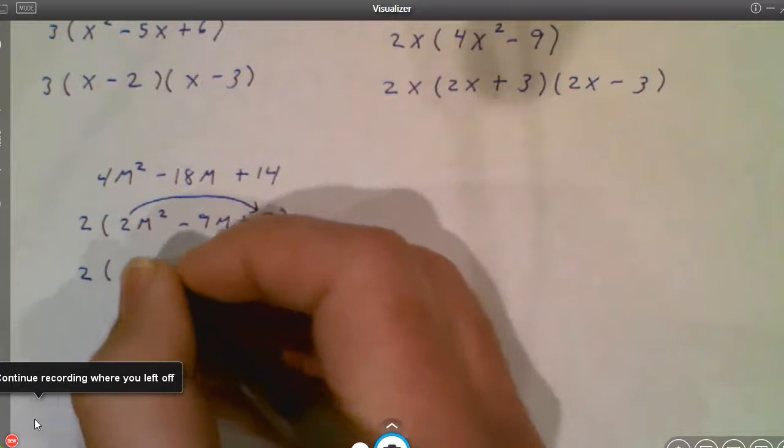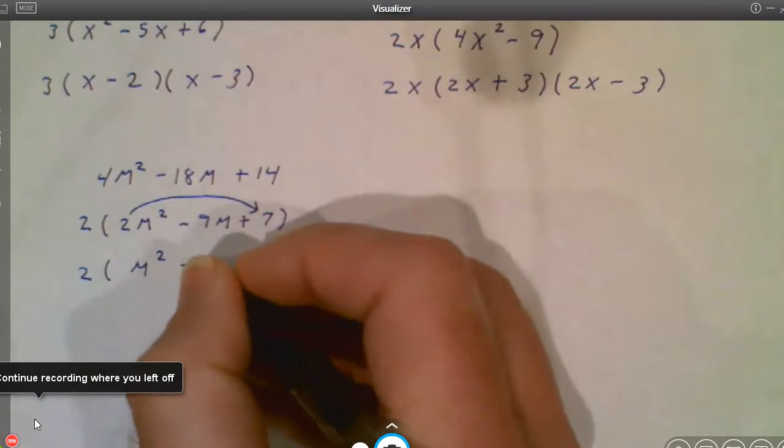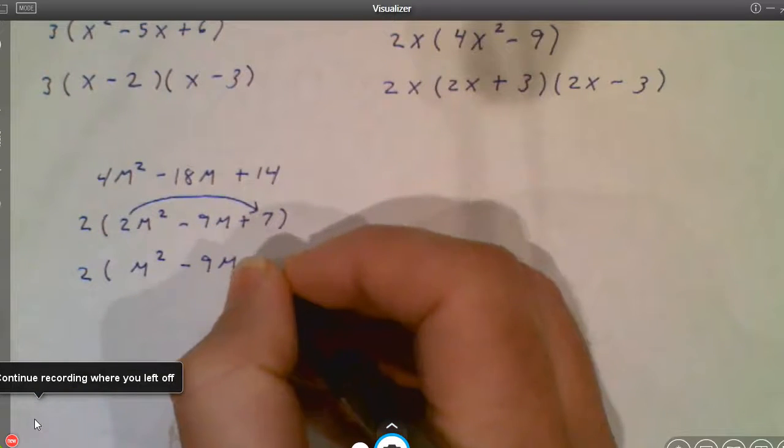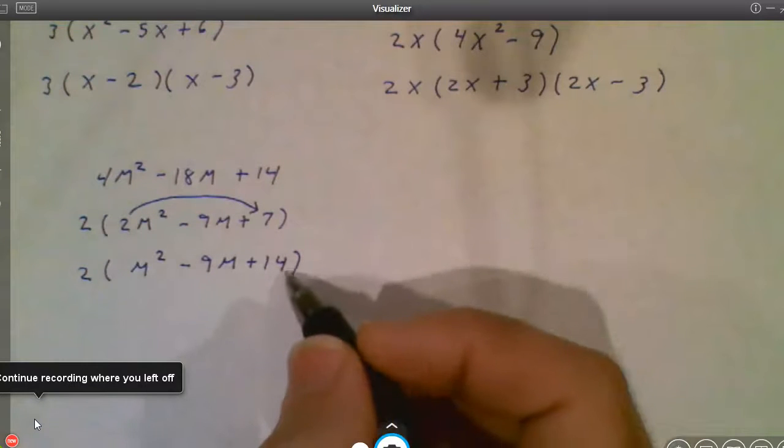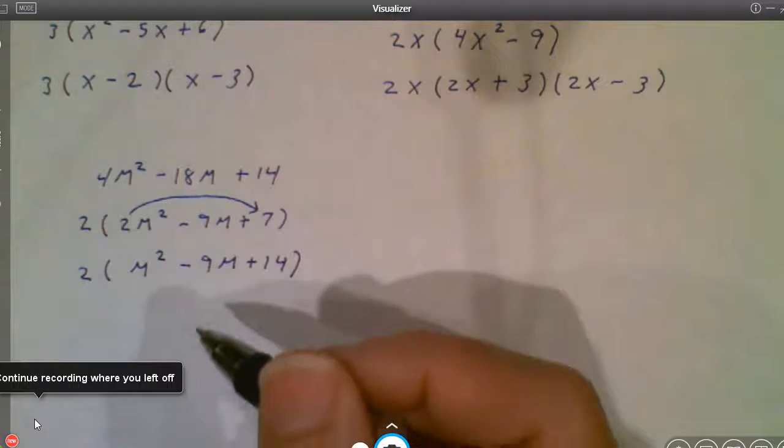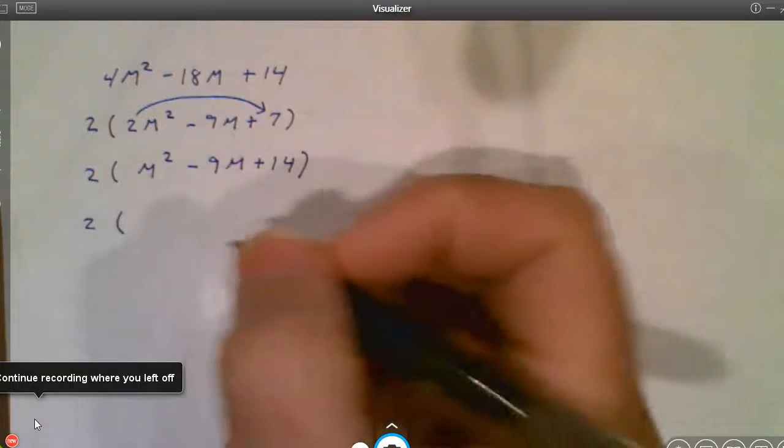So it looks like this. And now we can say what numbers multiply to be 14, that would add to be -9. Looks like it would be -2, -7.